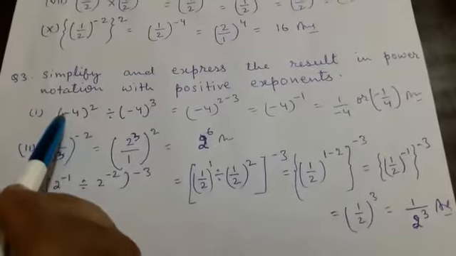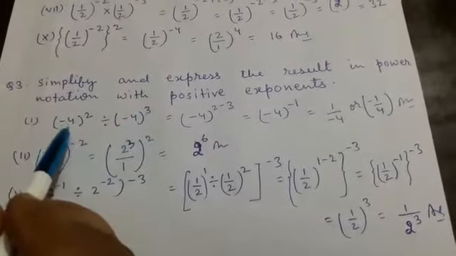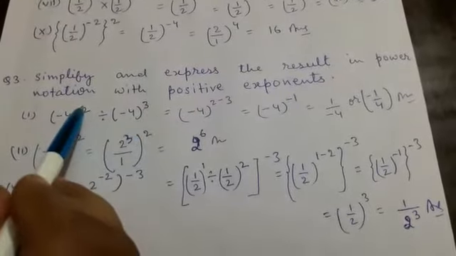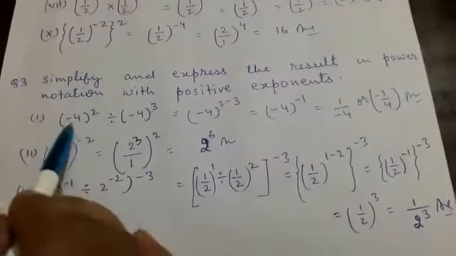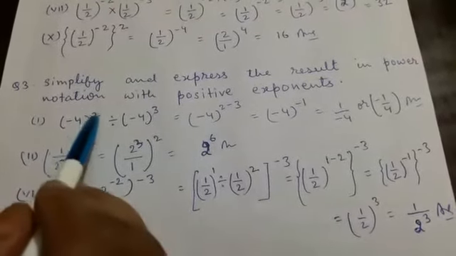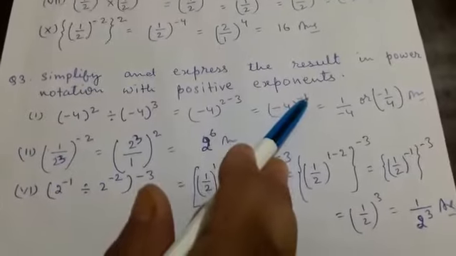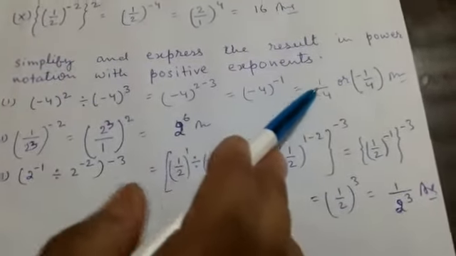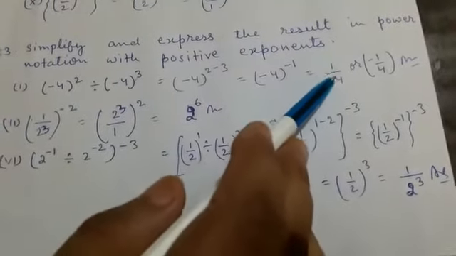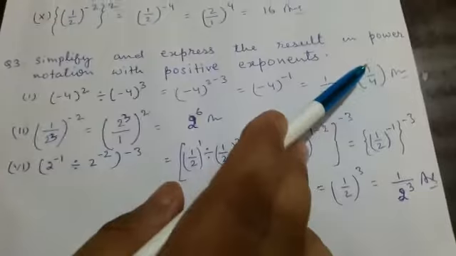First question is (-4) power 2 divided by (-4) power 3. As I told you, when bases are same, in case of division, we will subtract their powers. So we'll take this base as common, -4, and 2 minus 3 is equal to -4 power -1. This power is in negative form, so it will be reciprocated. So 1 by -4, which is equal to -1 by 4. That will be your answer.